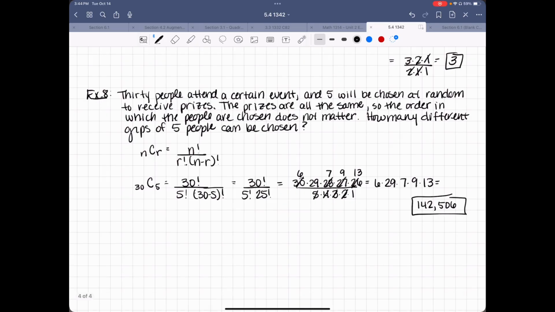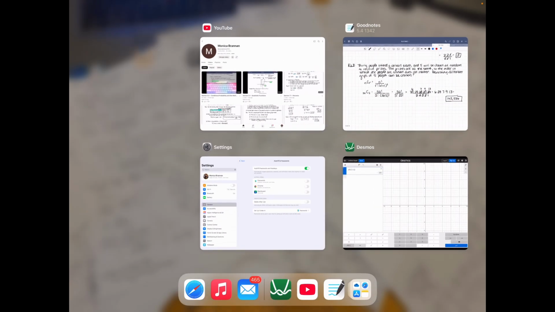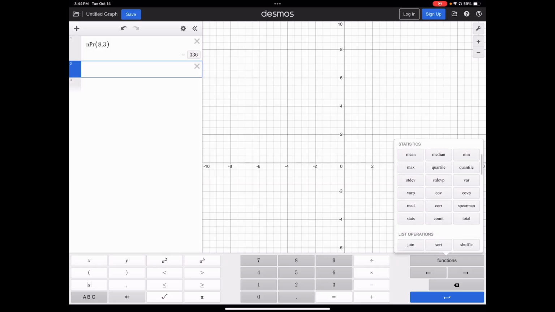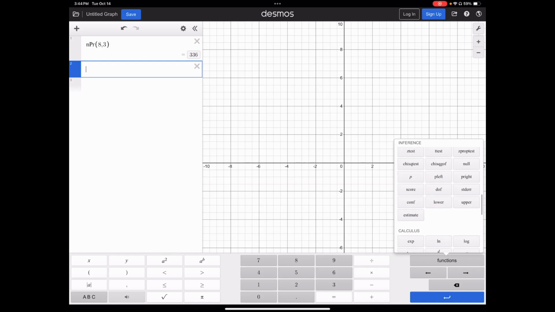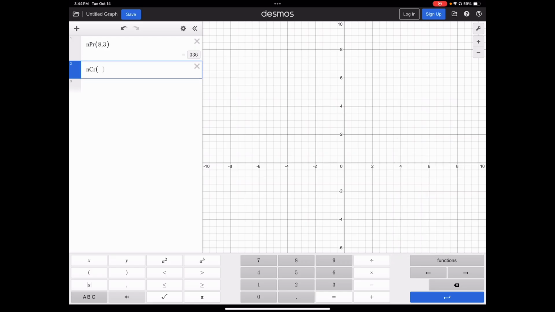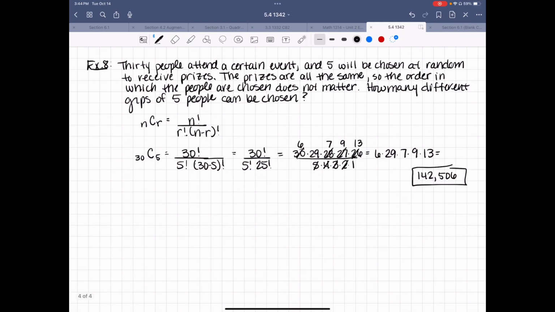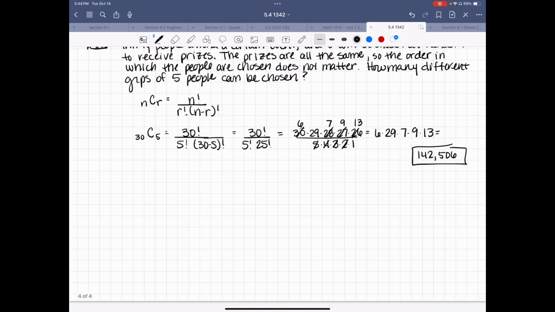Of course, you could have done that on your calculator. We could have gone back over here. We could have gone to functions, gone down to number theory. We should also have a combination there. So we've got NCR. We had 30 people. We were choosing 5. Order didn't matter. And of course, we get 142,506. Okay. So that's example 8. Let's look at example 9.